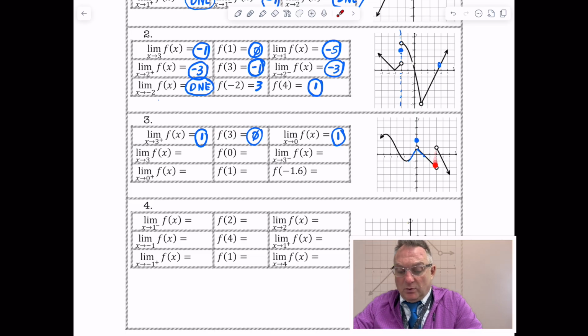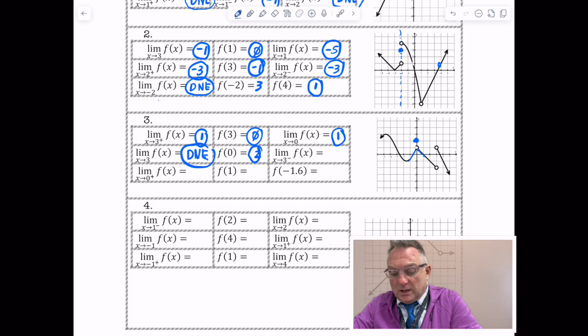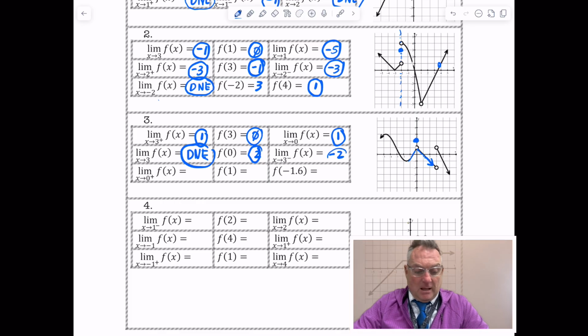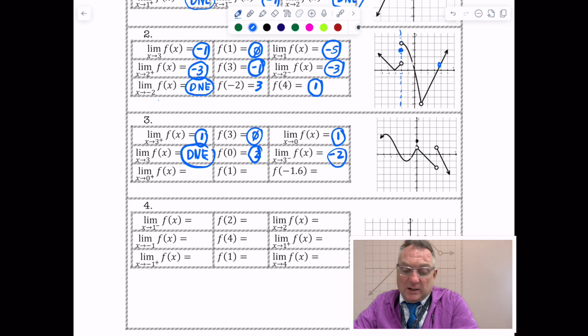The limit when approach 3 from the negative side, that's approaching this way, so it's equal to -2, where that open circle is. And then the limit as we approach 0, let me erase this stuff. When we approach 0 from the positive side, it's going to be the same as the negative side, but positive side, it approaches that open circle, and it's equal to 1.